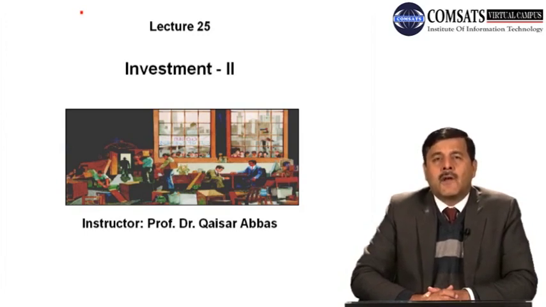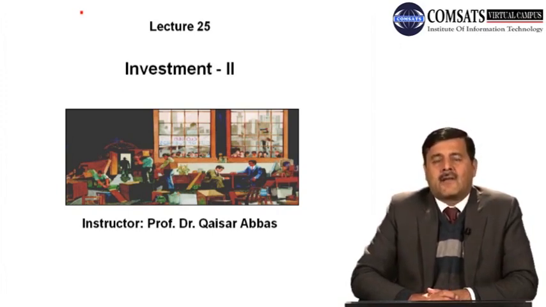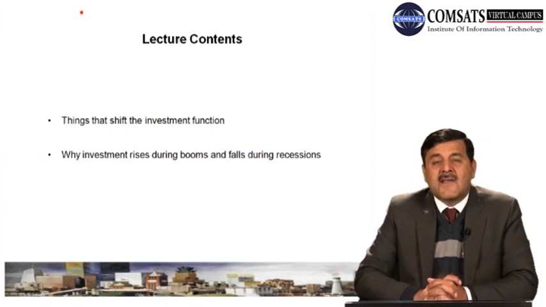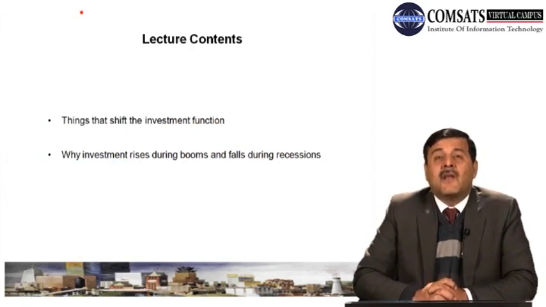But before we go to those other two types of investment, today we will talk about the stock market, and we'll try to relate the stock market with James Tobin's theory of Q. Then we'll relate the stock market and GDP, and see how the change in the level of capital, the change in the stock of capital, affects the level of investment in the country and the economy. And after that we'll discuss the remaining two types of investment, that is residential investment and inventory investment.